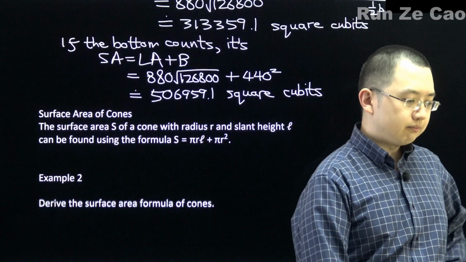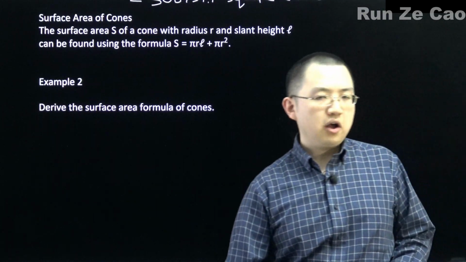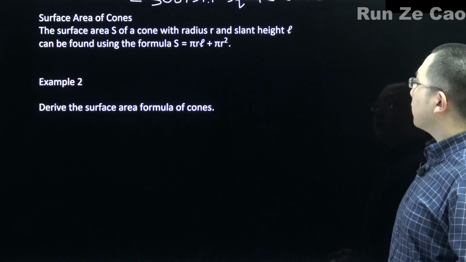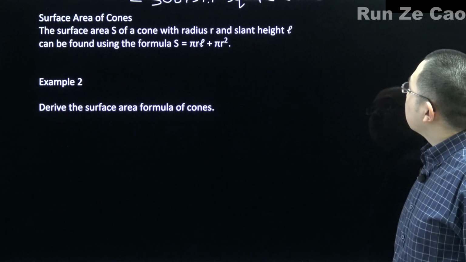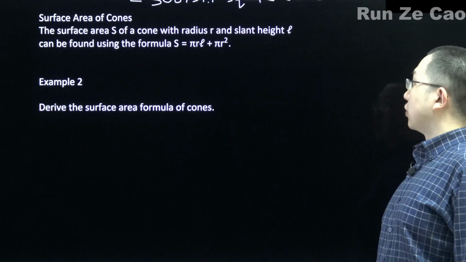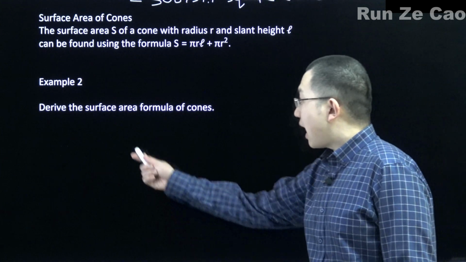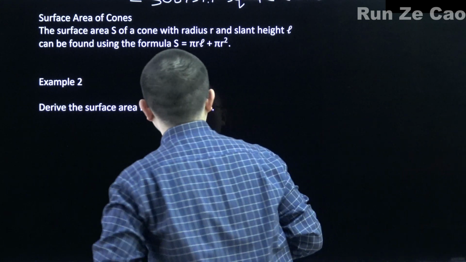Alright, what about cones? The surface area S of a cone with radius r and slant height L can be found using the formula S equals pi r L plus pi r squared. How could this be? Well, let's derive the surface area formula of cones. Okay.